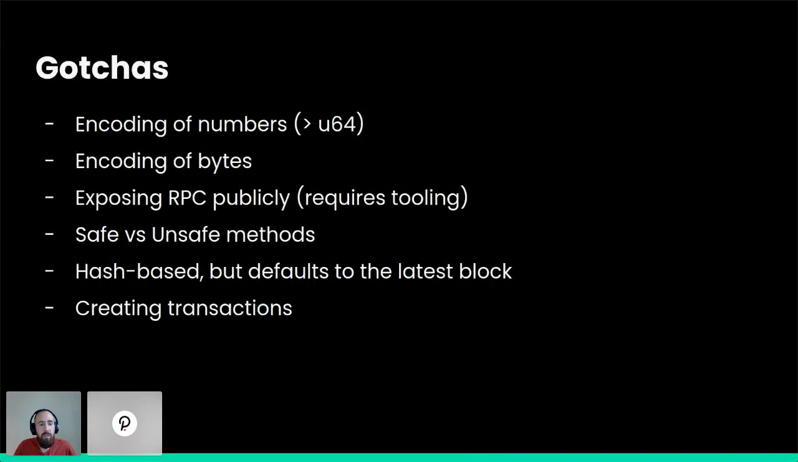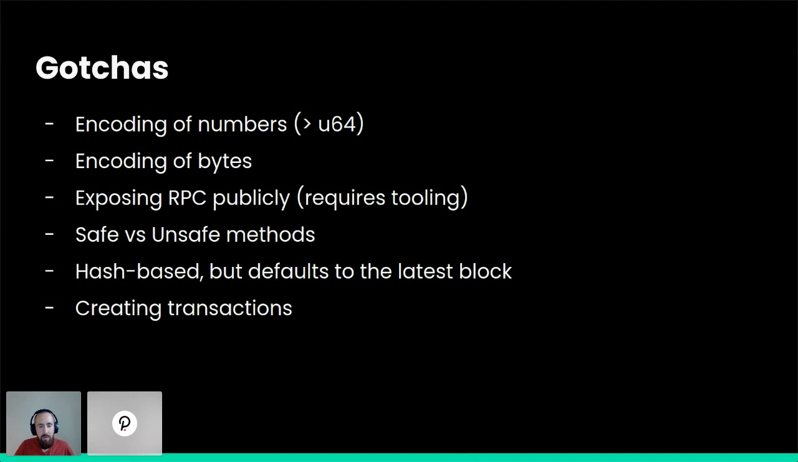I've mentioned when I was talking about the chain APIs that they are hash-based, which means that if you want to query a specific block, you just give a hash of that block and we will give you all the details. But in most of the methods, this parameter is optional. If you don't provide the hash, we will default to the latest block.